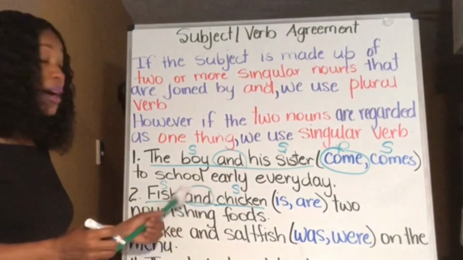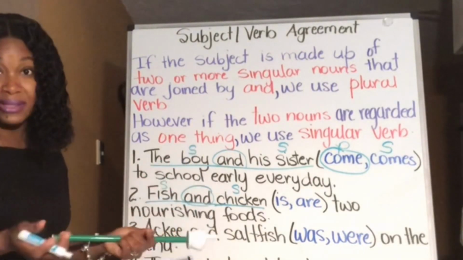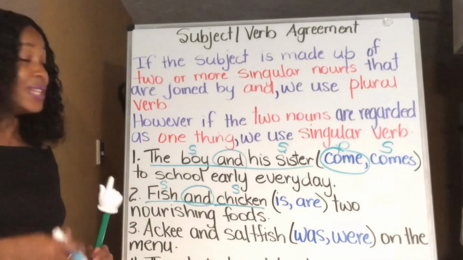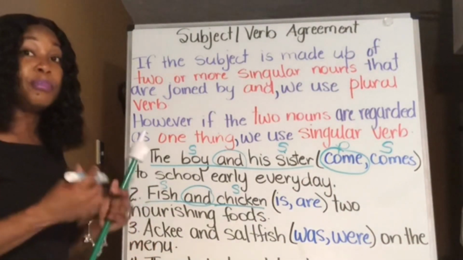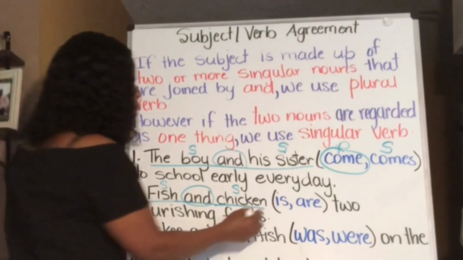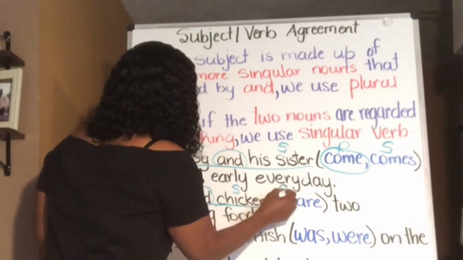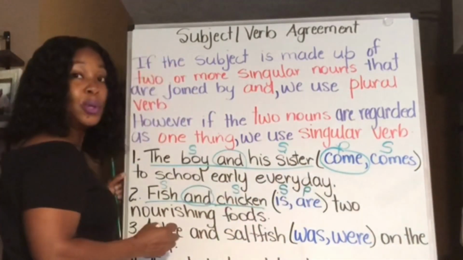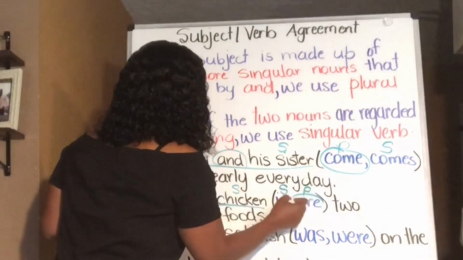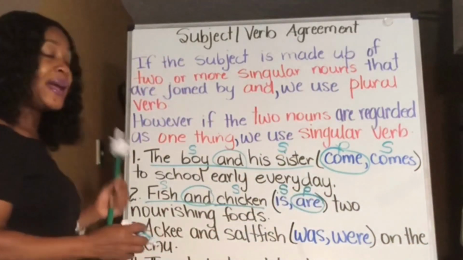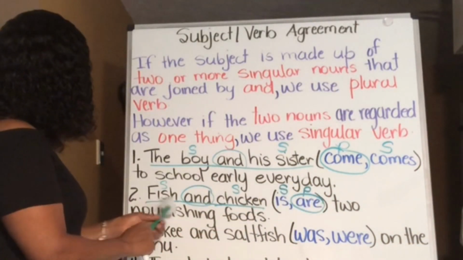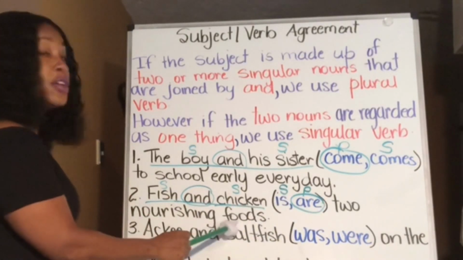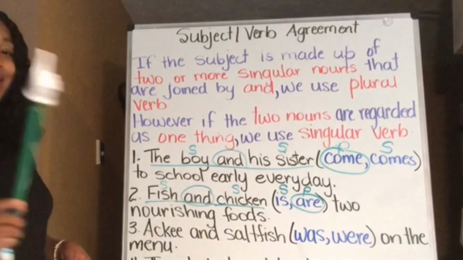Now, they are not regarded as one thing. They are both types of meat. However, they are separate. They are not regarded as one thing. So we need the plural verb. Now, if we remember, is is singular and are is plural. Therefore, we need are for our answer. So fish and chicken are two nourishing foods. Let's look at 3.